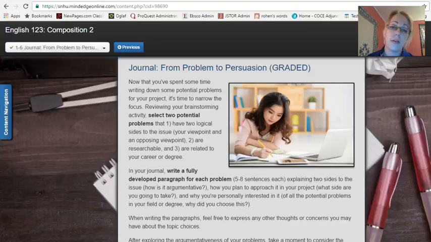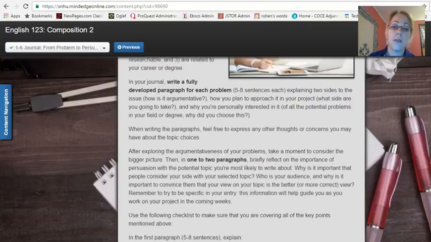And then the third criteria is that we need to have it related to our career or our degree. Okay, so make sure there's 2 logical sides, it's researchable, and it's related to your career. Then in our journal, we want to write a fully developed paragraph for each problem. Remember, our paragraphs need to be 5 to 8 sentences each, explaining both sides. How is it going to be an argument? Explaining how you want to approach your project. What side of that argument are you going to take? And why are you personally interested in this? Remember, it needs to be related to your field. So why is this particular problem something that you're really interested in?